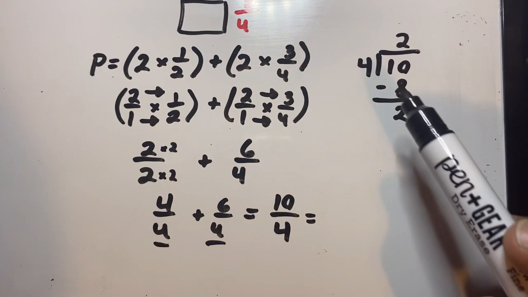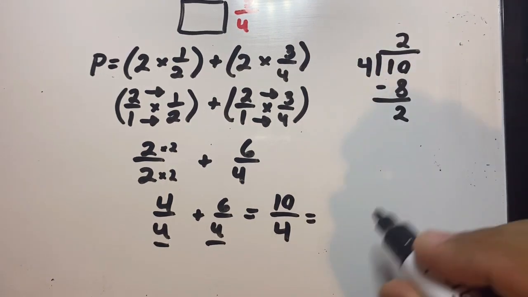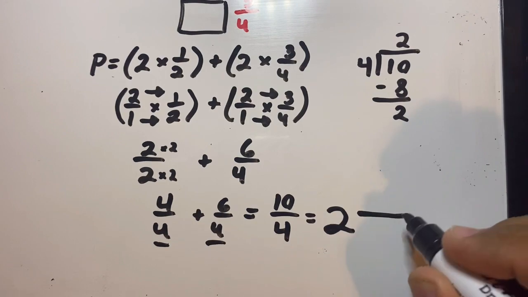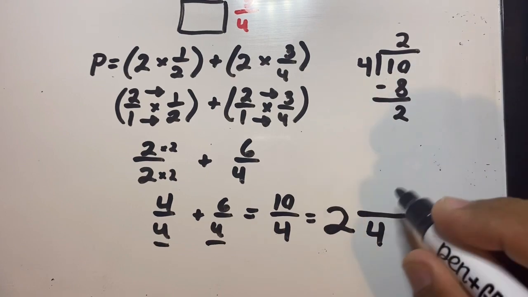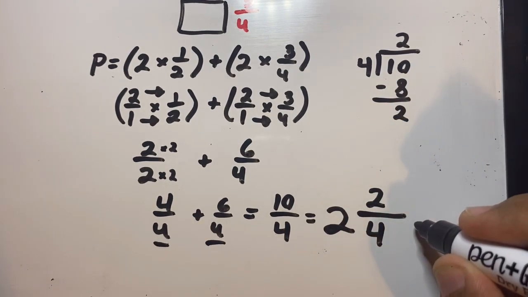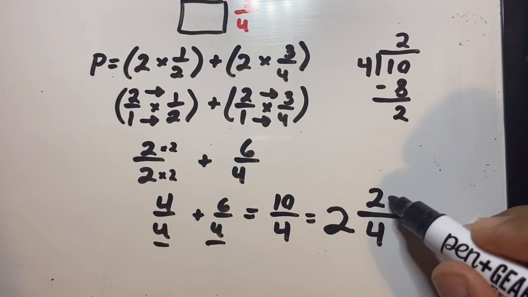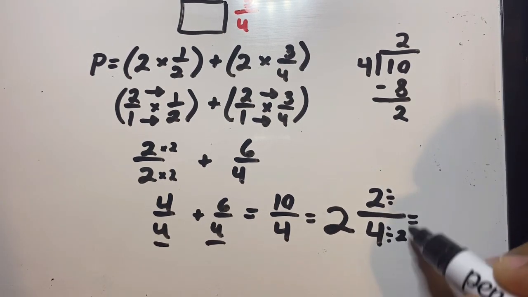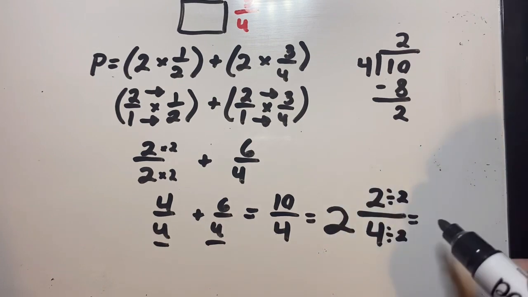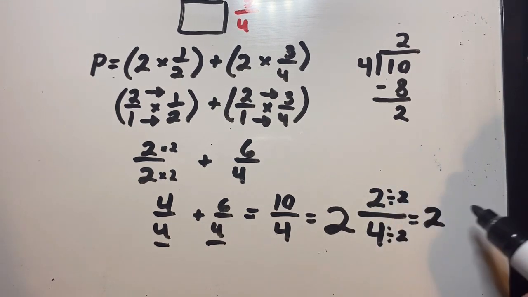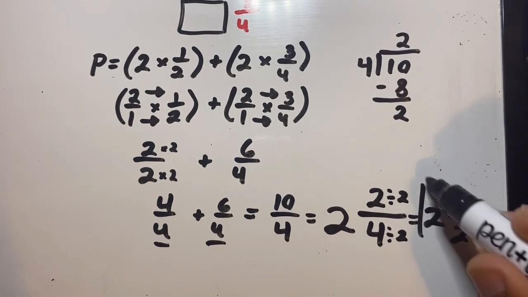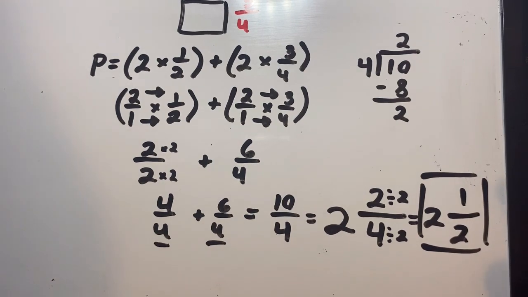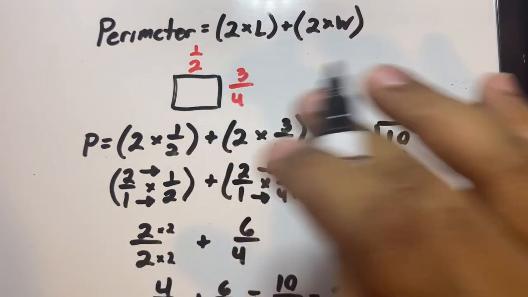So now that we have this, our whole number is the 2. Our denominator is going to be the 4, and then our numerator is going to be the 2. We can also simplify. 2 and 4 can be divided by 2. Do not touch the whole number. The whole number stays the same. But the 2 and the 4 can be divided by 2. So 4 divided by 2 is 2, and then 2 divided by 2 is 1. This is our simplified answer. That would be the perimeter of this square.